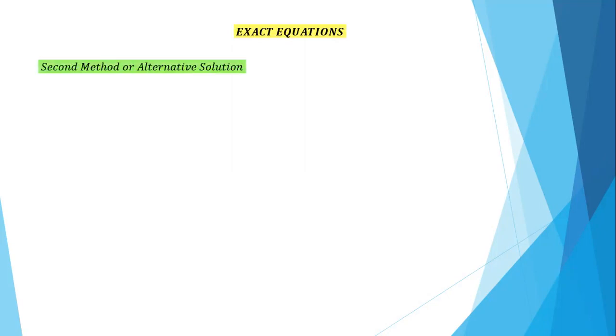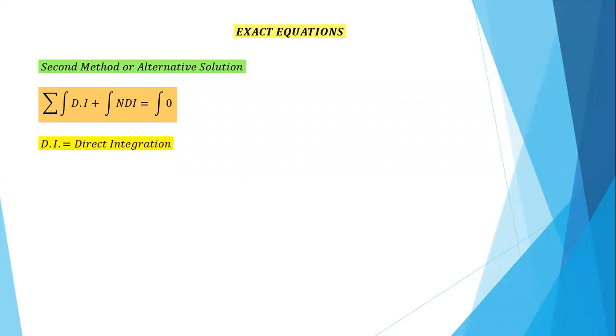So let me introduce you to another method of solving the differential equation of order 1 with exact equation. For our second method, or alternative solution, we have the general formula: the summation of the integral of direct integration plus the integral of non-direct integration equals the integral of 0. So DI equals direct integration, or we have P(x) dx, Q(x) dx, H(y) dy, and P(y) dy.